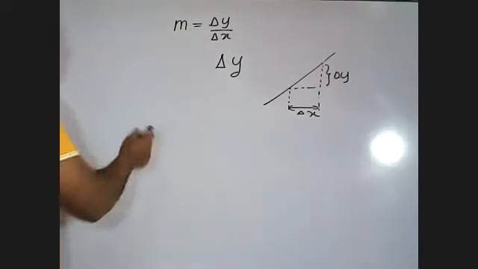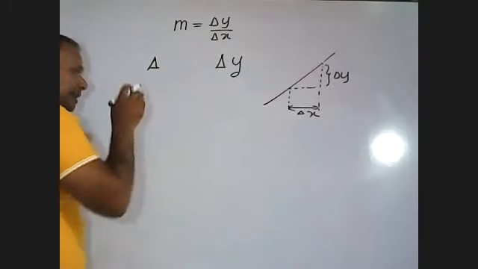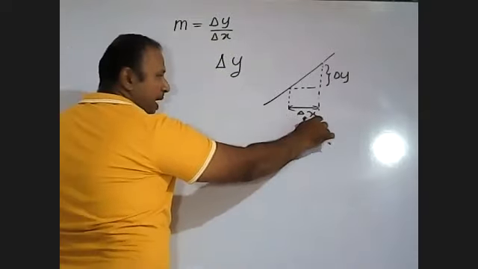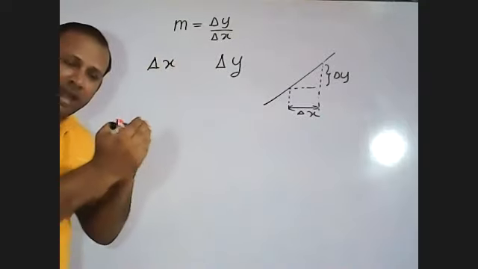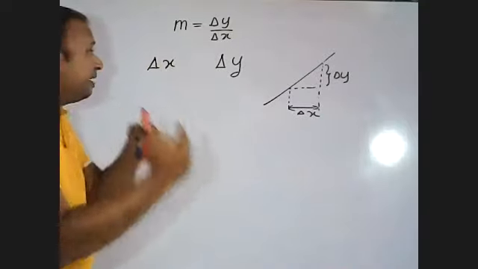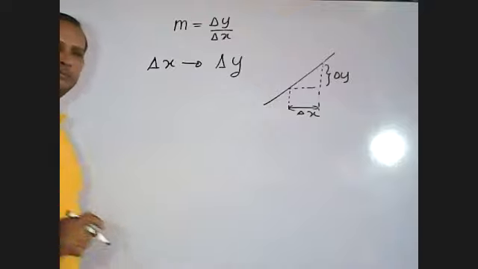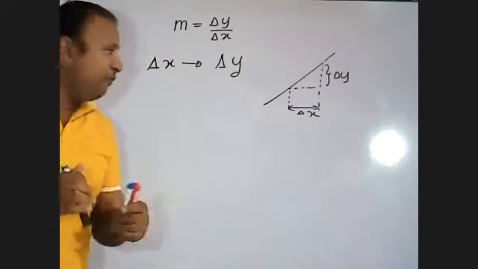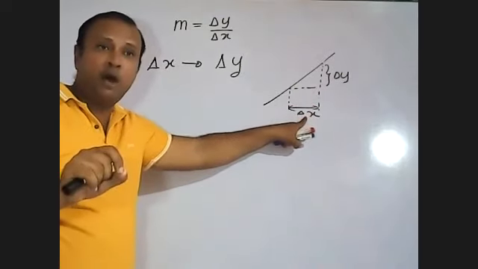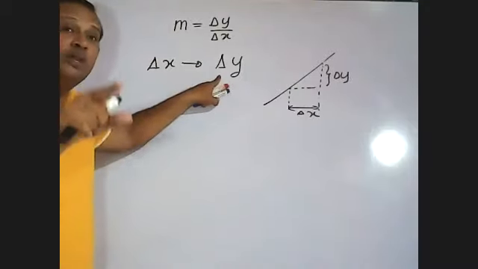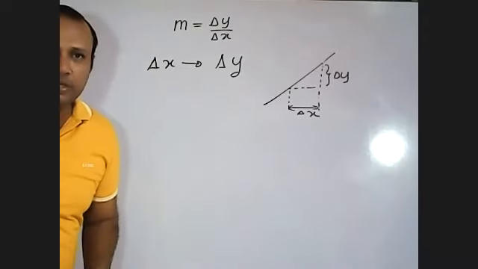Okay. Therefore, if we change the x value by delta x amount, the difference in y value is equal to delta y. Did you get my point? Everyone, I need responses.